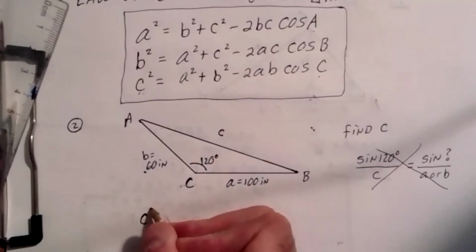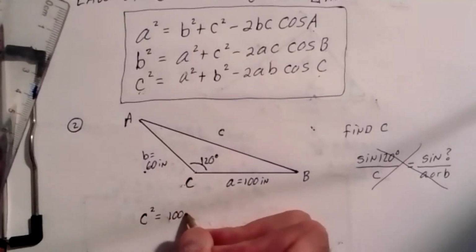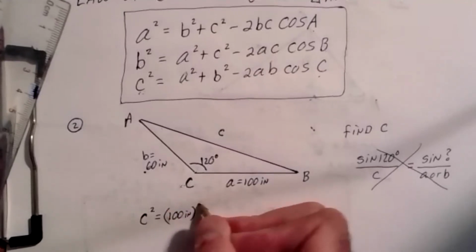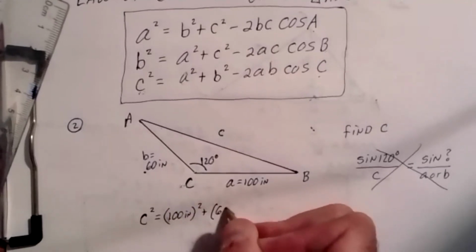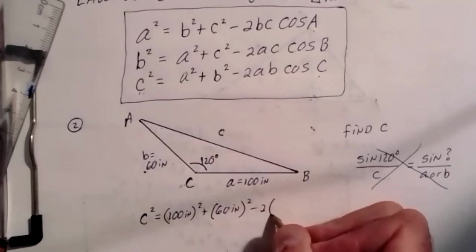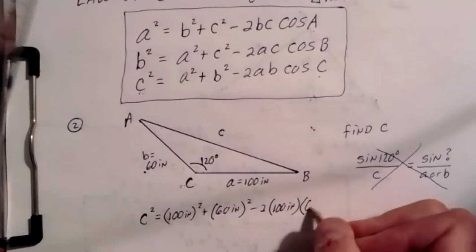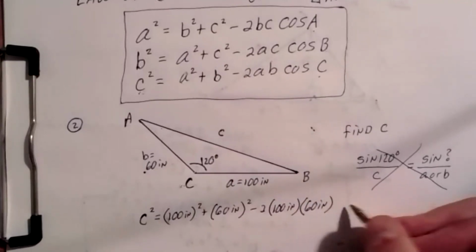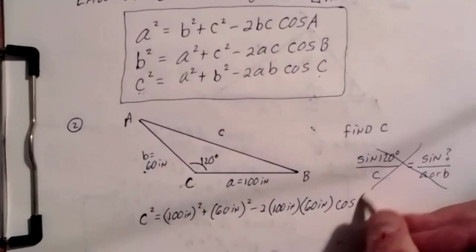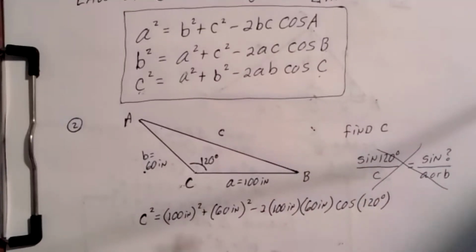So side C squared is equal to side A squared, which is to say 100 inches squared, plus side B, which is 60 inches squared, minus 2 times side A, which is 100 inches, times side B, which is 60 inches, times the cosine of angle C, which is 120 degrees. You see, the law of cosines is going to crack the ice for us and enable us to find the length of side C. Then we'll be in business.